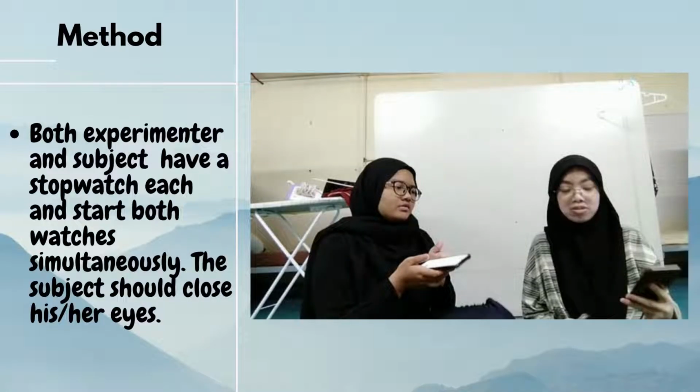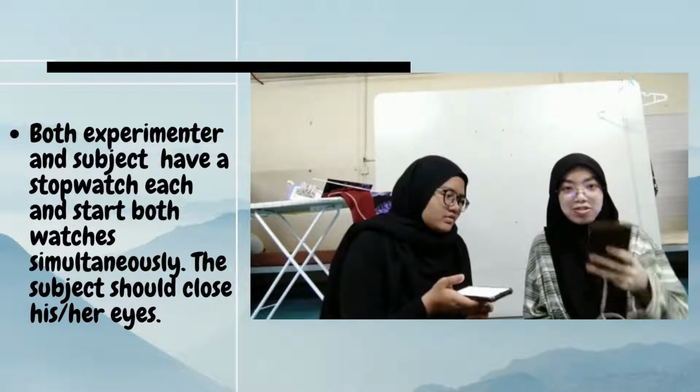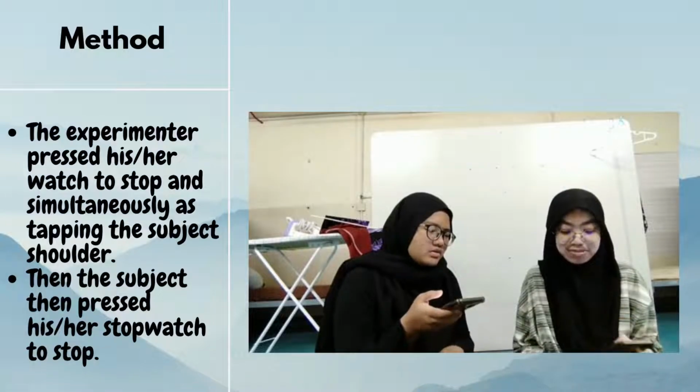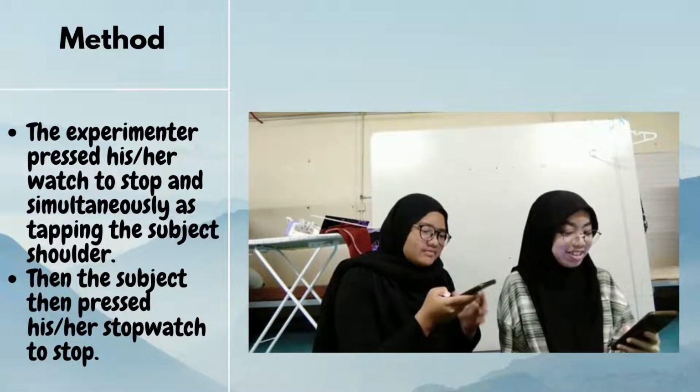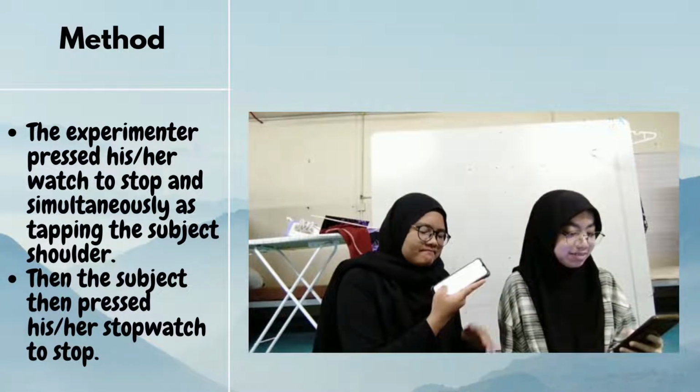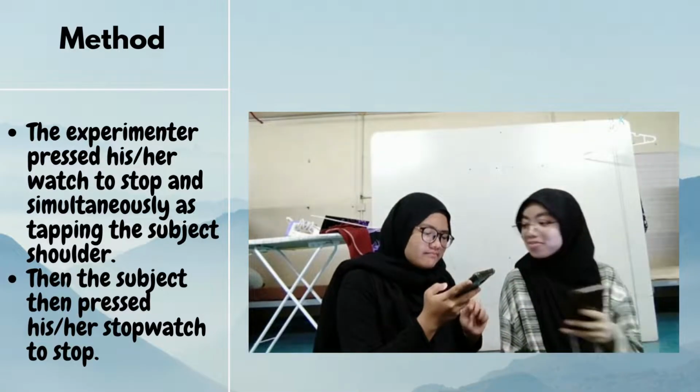First, both experimenter and subject should have a stopwatch each and start both watches simultaneously. The subject should close her eyes. Next, the experimenter presses her watch to stop and simultaneously taps the subject's shoulder. Then, the subject presses her stopwatch to stop.